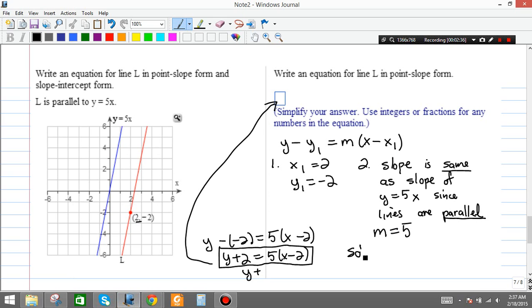And now solve for y. Y plus 2 equals, distribute the 5. 5x minus 5 times 2 is 10. We'll subtract 2 from both sides. Y equals 5x minus 12. That's the answer to part B. We'll put that in.